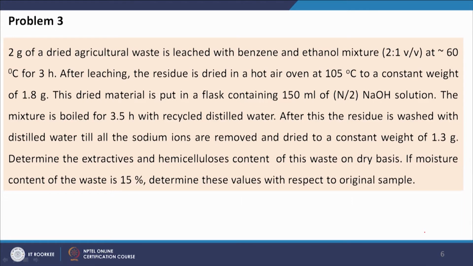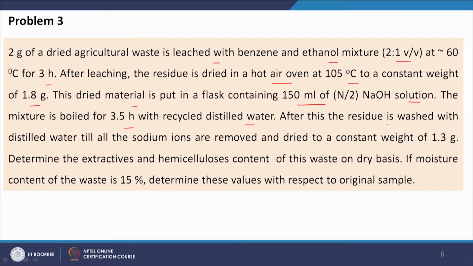The statement is 2 gram of a dried agricultural waste is leached with benzene and ethanol mixture 2:1 volume by volume at 60 degree centigrade for 3 hours. After leaching, the residue is dried in a hot air oven at 105 degree centigrade to a constant weight of 1.8 gram. This dried material is put in a flask containing 150 ml of N by 2 NaOH solution. The mixture is boiled for 3.5 hours with recycled distilled water.